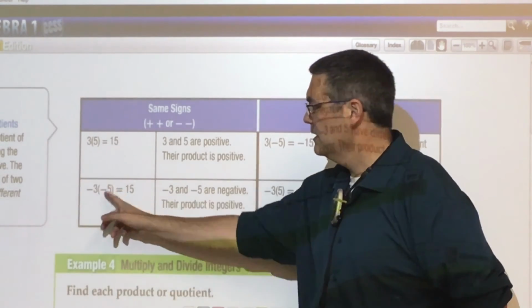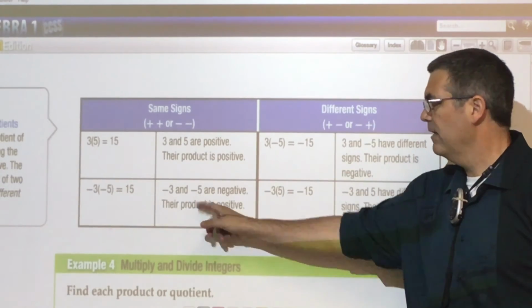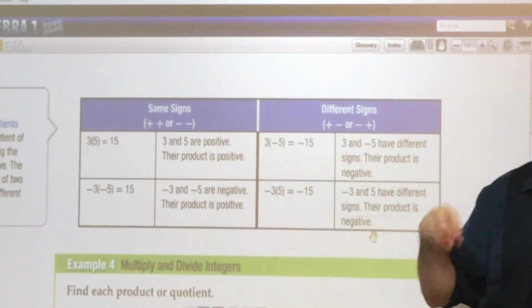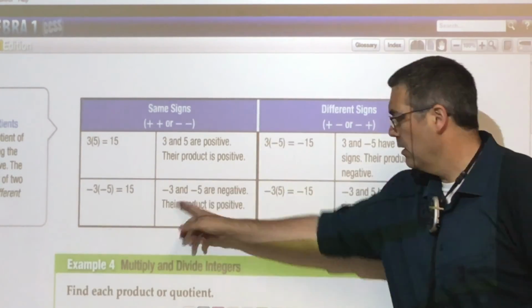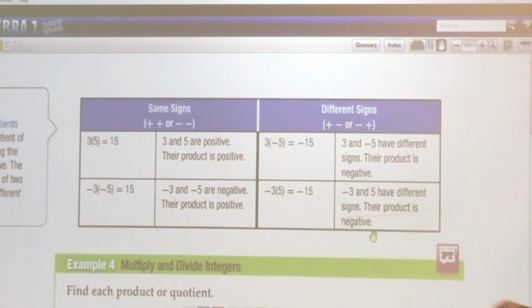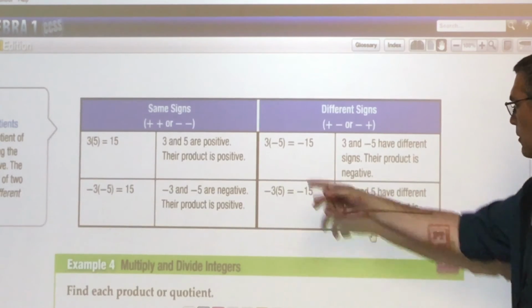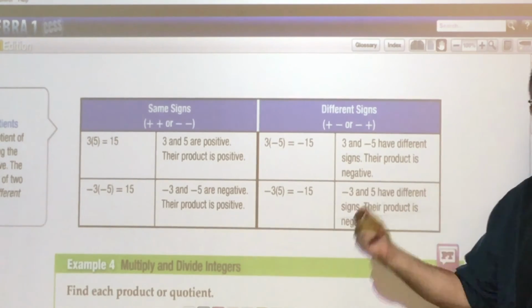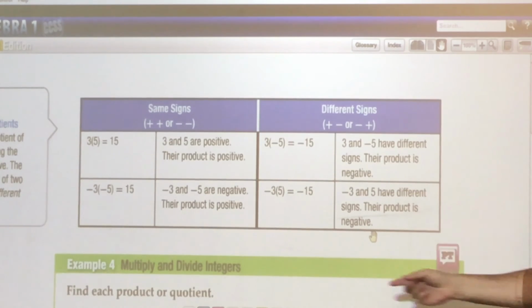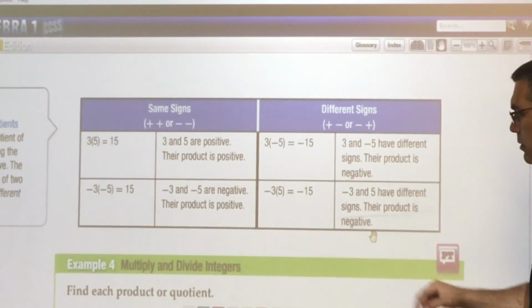-3 times -5 equals 15. -3, -5, they're both negative. You get a positive when you multiply a negative times a negative. Their product is positive. That's all we're looking at. And memorize this, memorize this, memorize this. 3 times -5 equals -15. Positive times a negative gets you a negative. Negative times a positive, it's the same rule, gets you a negative. That's all we're looking at here.